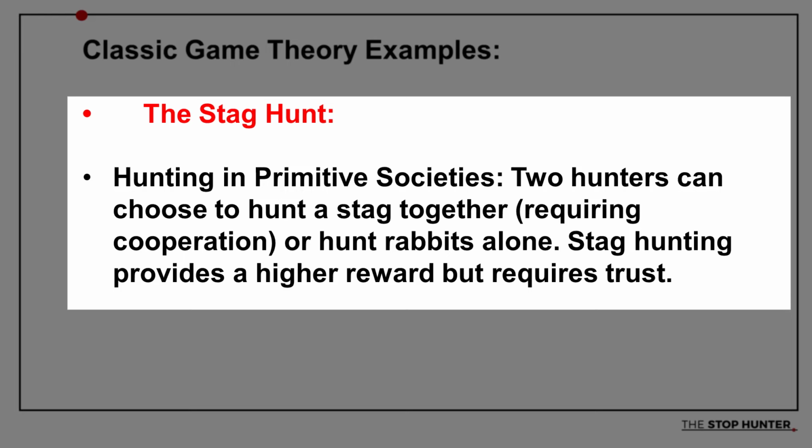Another example is called the stag hunt. Go back in time. Two hunters are out there choosing to hunt a stag together, which is going to require cooperation. Maybe they have to set the traps together. One coerces the stag into a certain situation. Or individually they could hunt rabbits alone. The upside to working together is that the stag, if you capture one, is going to create a higher reward. But the downside is that it's going to require trust and working together.